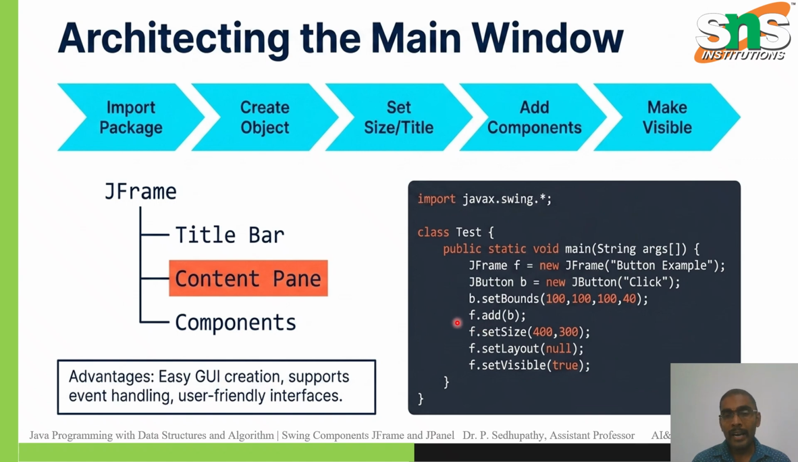And f.add denotes the button component is added inside the Java frame, and f.setSize is the size of the Java frame, height and width of the Java frame, and layout should be mentioned as null, and visibility should be true. Then only the designed component and panel will be displayed.